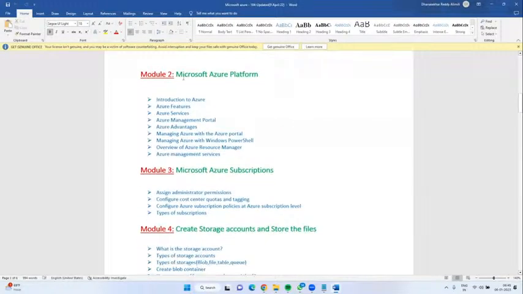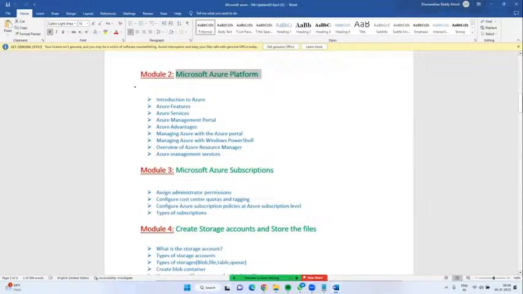Module two, Azure platform. We will go through the Azure portal. In the Azure portal, as I said, Microsoft is providing more than 200 services. Out of them, what services can we consume as per our business requirement? If you consider one project, it may require two VMs. Another project may require an artificial intelligence service. Another may expect data science related services. How we can create all these services, we will discuss in module 2.